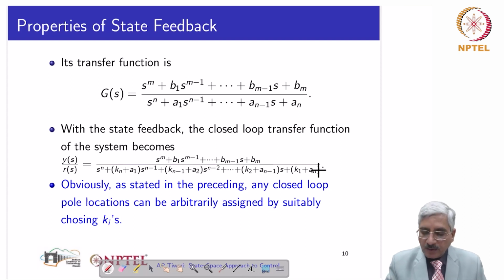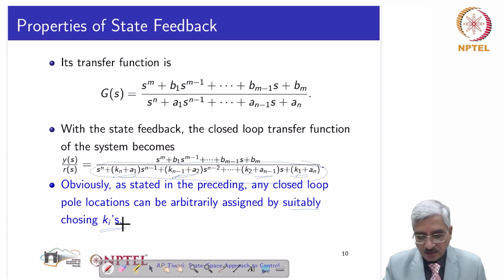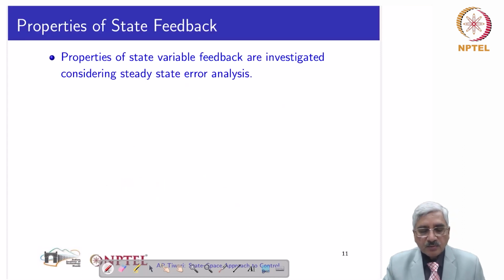Once again, with the help of this, we can see that all the various coefficients in the denominator contain the gains k1, k2, etc. And that means that all the coefficients can be adjusted, can be altered by appropriate choice of the various gains K1, K2, etc. And that means the first property we get, it was told earlier, but here we once again capture this point, that state feedback is capable of altering all the coefficients of the characteristic polynomial or all the pole locations. Arbitrarily it can change. That is one of the properties.